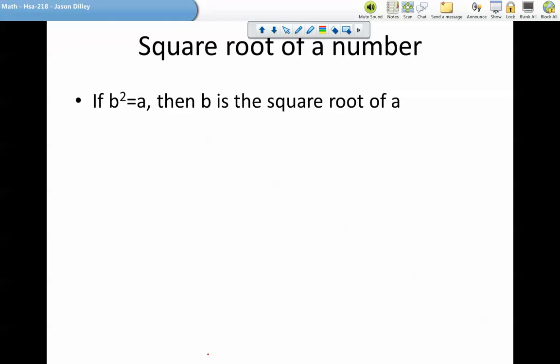So the square root of a number: if b squared equals a, then that means that b is the square root of a. For example, 4 squared equals 16, then that means that 4 is the square root of 16.